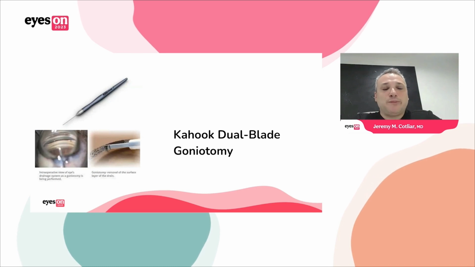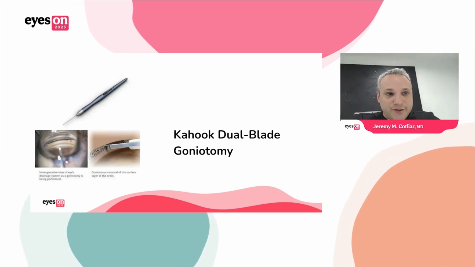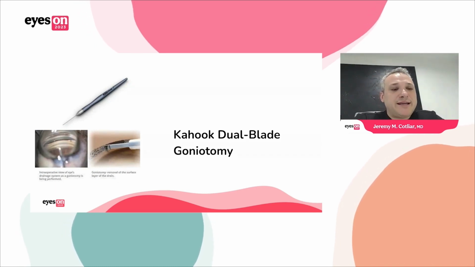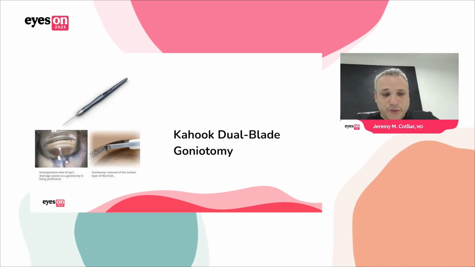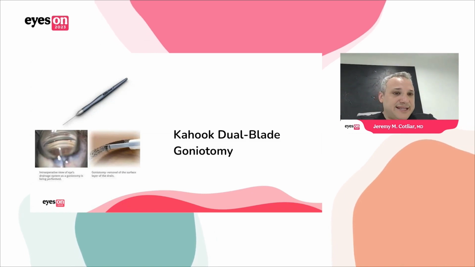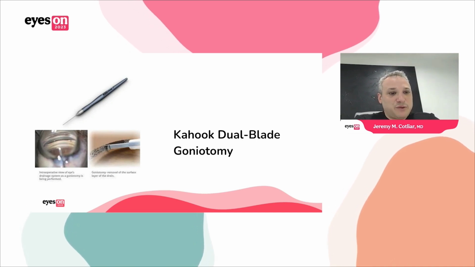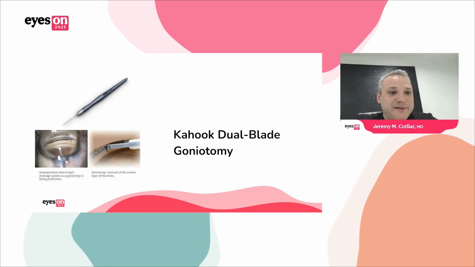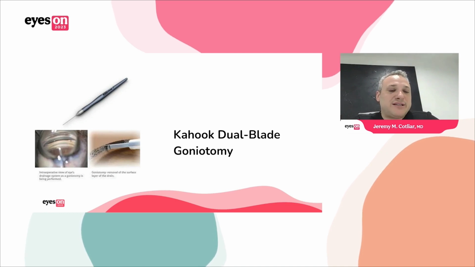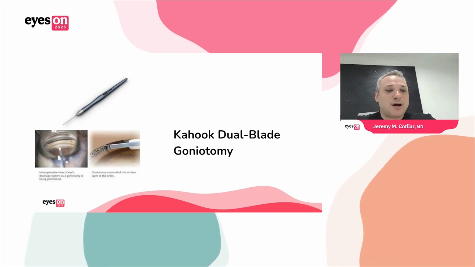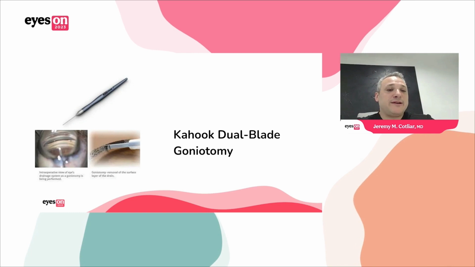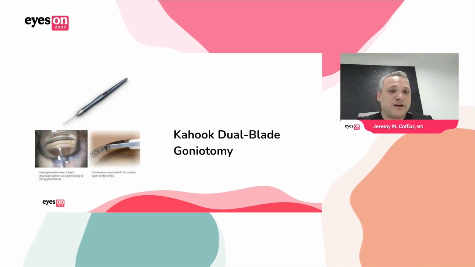Then you have the Kahook dual blade goniotomy, which is one of my favorites. This was the one I used mostly when I first started doing MIGS surgeries. As you can see, it's a very sleek pencil-like device, and on the left side, you see an intraoperative view of the eye's drainage system as the goniotomy is being performed. The blade shears the inner trabecular meshwork, thus unroofing Schlemm's canal and increasing the surface area of drainage of aqueous humor.